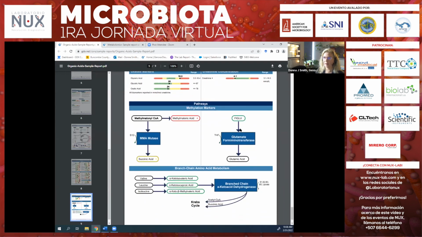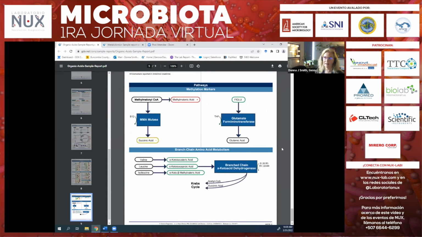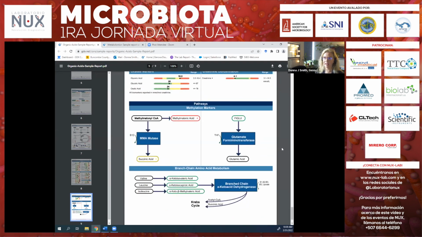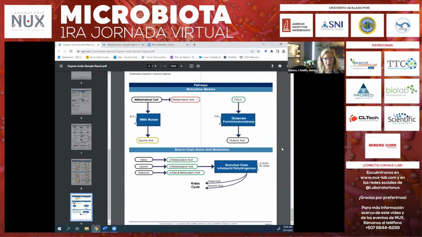Then here at the bottom of this page, we do have a couple of pathway charts that are supportive for the markers on the previous page, especially in the vitamin section. And then that is the extent of our organic acids report.